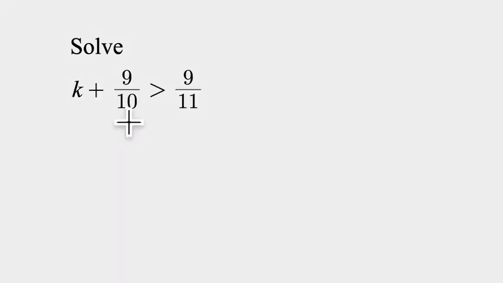You have k plus 9/10 is greater than 9/11. All right, we have a couple of fractions here. Now, I like to get rid of those fractions in the first step if possible. And the least common multiple of 10 and 11, well, that's going to be 110. So I'm going to multiply both sides of the inequality by 110 because that will cancel out both of these denominators. 10 divides into 110, and so does 11.